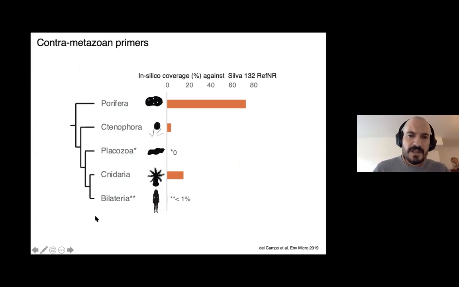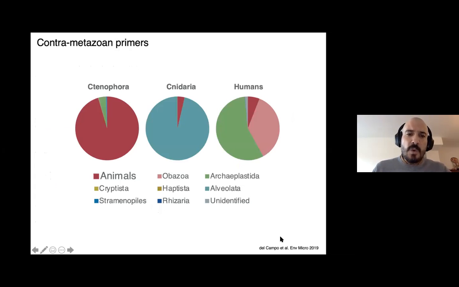We looked at the signal that they were retrieving, and most of it corresponded to Porifera, and also some Cnidaria, most of them being myxozoans, a type of cnidarian parasite. But still, they were very bad at detecting most of the animals except sponges. So we assumed that we could use them to explore the microeukaryotes of animals. So that's what we did.